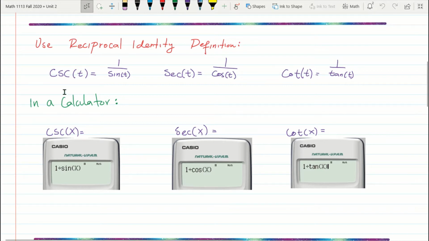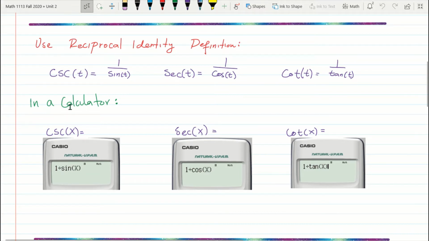Cosecant, since hopefully we remember, is defined as 1 over sine. Secant is defined as 1 over cosine. Cotangent is defined as 1 over tangent. So theoretically that's their definition, but how do we do it in the calculator?